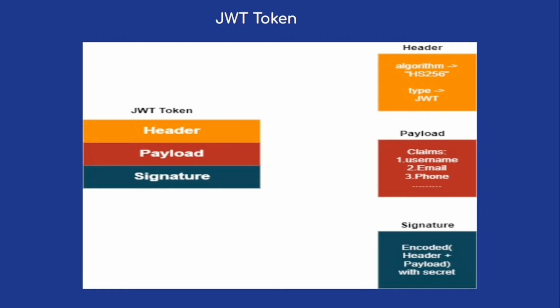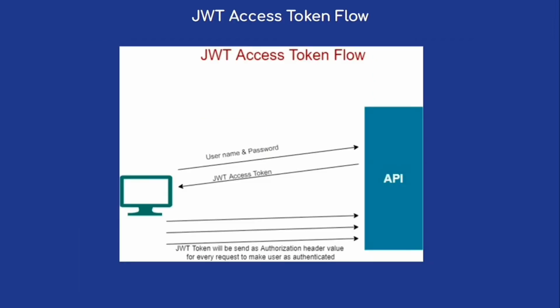So if you have a JSON Web Token, that means the user is authenticated and is authorized to access resources based on his claims inside the payload. So let's understand the JWT access token flow.